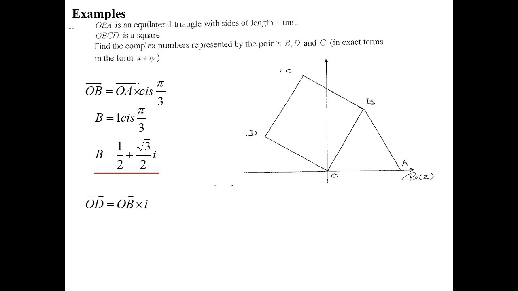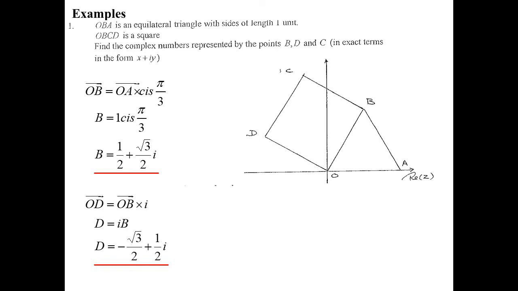Okay, D is the next one I'm going for. So OD then would be OB rotated 90 degrees. Or I guess alternatively, I could have said it was OA rotated, what would that be, 150 degrees, wouldn't it? Yeah, I could have done it that way as well. So i times B, we just worked out B, so we get minus root 3 on 2 plus a half i. Now let's work out C.